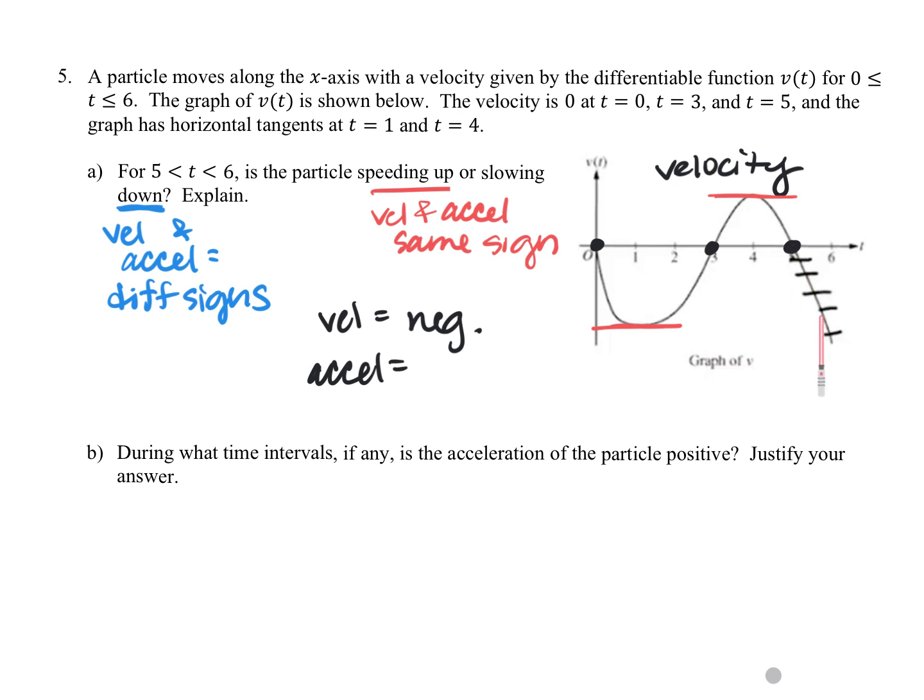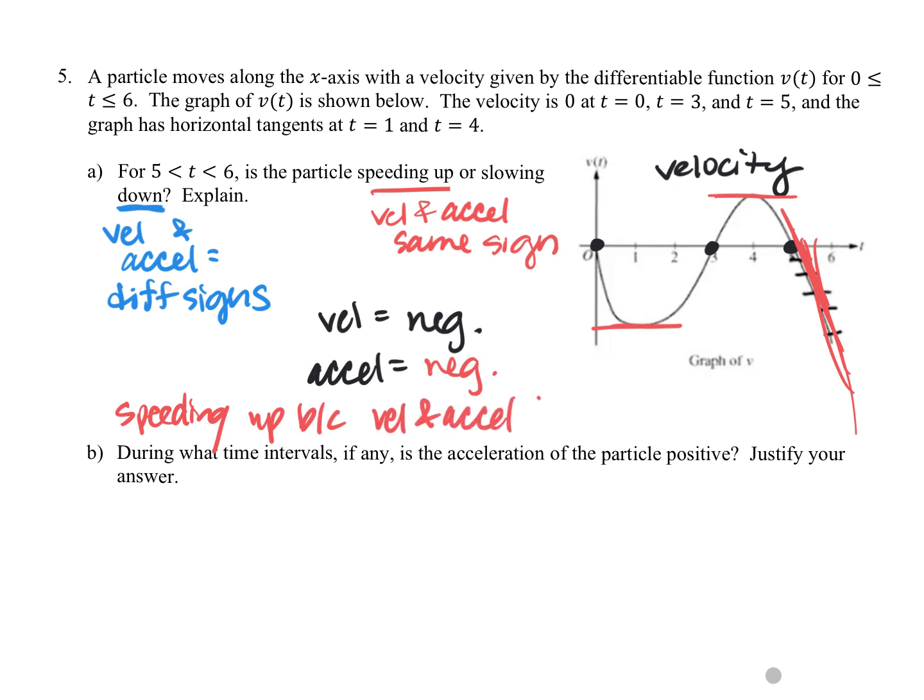Over here, between 5 and 6, would you say if I drew some tangent lines, those tangent lines have positive or negative slope? Negative, they're all going down. So I'm going to say the acceleration was also negative. So because my velocity and acceleration have the same sign, would we say it is speeding up or slowing down? Speeding up, you know it. So we're going to say speeding up because velocity and acceleration have the same sign.